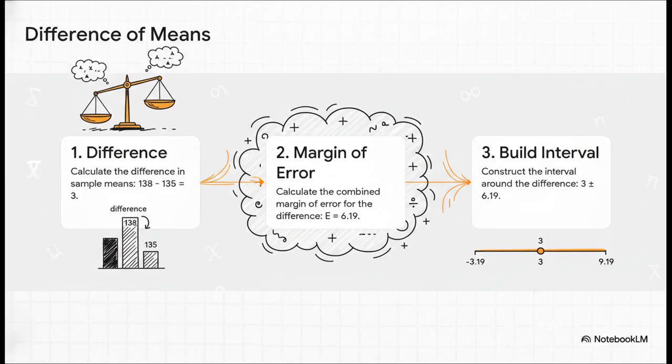So we start with the difference we can see in our sample. 138 minus 135 gives us 3. Now, the formula for the margin of error gets a little hairy here because you have to factor in the messiness of both groups, so we're just going to skip to the result. That combined margin of error works out to 6.19. So we take our difference of 3, and we do our plus or minus 6.19.